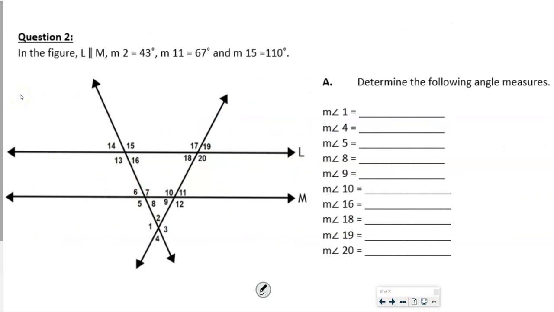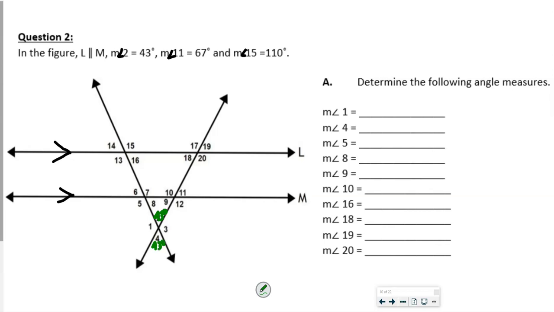So this next one says in the figure, L is parallel to M. So I'm going to go ahead and put some parallel marks here. That's what those are supposed to be. Let me try that again. Those are our parallel marks, okay? It says that the measure of angle 2 is equal to 43 degrees. So that's down there, which means this angle down here would be 43.